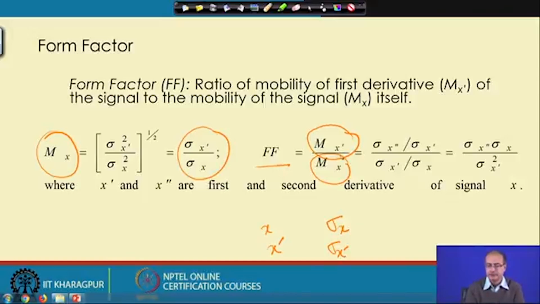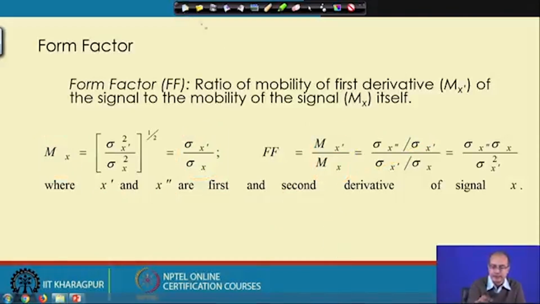Now we can simplify. What is the mobility of x? It is nothing but sigma x dashed by sigma x. Same way, the mobility of x dashed is sigma x double dashed by sigma x dashed, where double dashed is the second derivative and x dashed is the first derivative of the signal x. So after the simplification, these two terms do not cancel each other, they come here squared. So we have sigma x double dashed into sigma x divided by the standard deviation of the first derivative of the signal squared, that means the variance of the first derivative of the signal. So, that is the form factor.